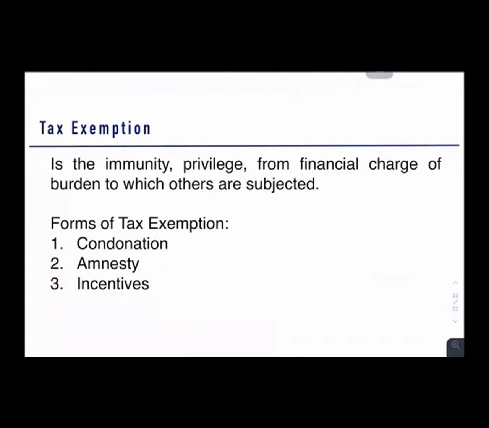What is the concept of your tax exemption? The concept of your tax exemption is an immunity, a privilege of not paying tax. So there is an immunity on the burden of tax. So instead of paying tax, you don't pay tax. We call that tax exemption. Okay, tax exemption is also known as your tax holiday. And remember, for your tax exemption, this must be provided by the law or the Constitution. So, for example, there is a local ordinance that exempts me from tax.